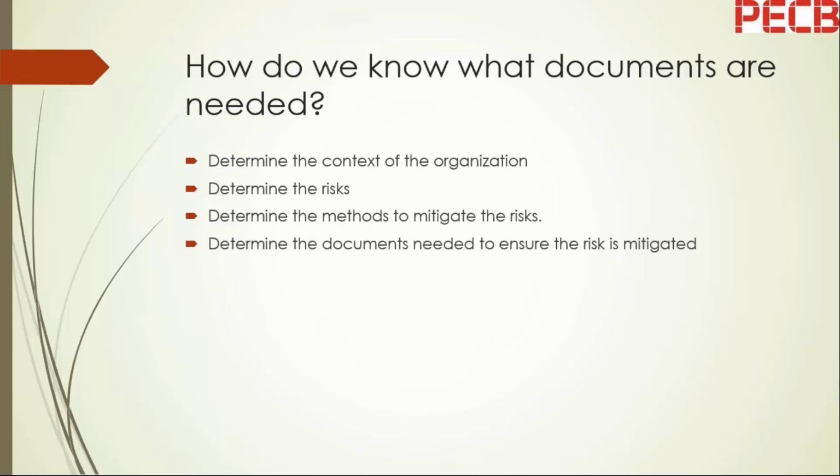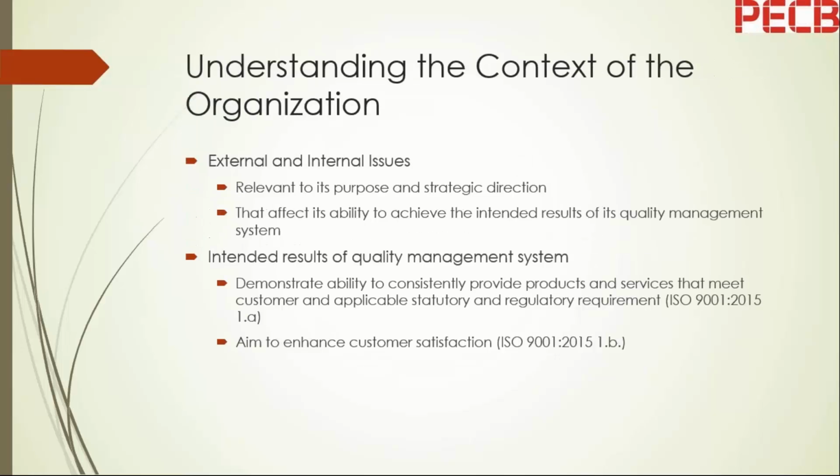Let's take time to repeat what we just said. This is such an important principle for implementation of the 2015 standard. How do we know what documents are needed? To understand, we first need to determine the context of the organization. We need to determine the risk, and then we determine the methods to mitigate the risk. We then will know what documents we need to ensure the risk is mitigated. This is a totally new concept compared to the previous standards. The context of the organization is a new concept with the 2015 standard.